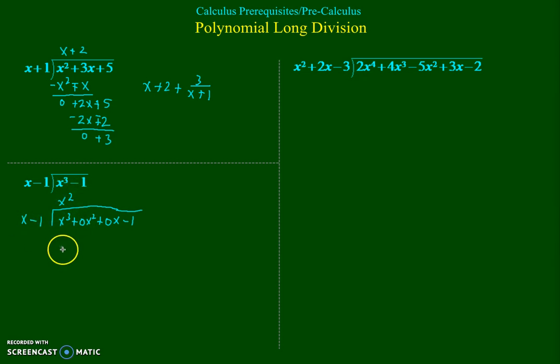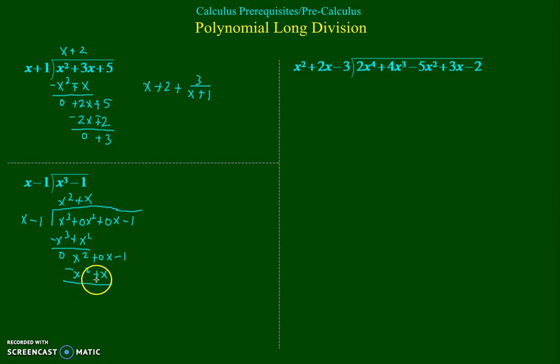Multiply through. x squared times x is x to the third. x squared times negative 1 is negative x squared. Now we change the signs and add. 0, and this is simply x squared. Now I bring down my other terms and start over again. What do I have to multiply this by to get x squared? Well, that's going to be x. And then multiply through. So we have x squared minus x.